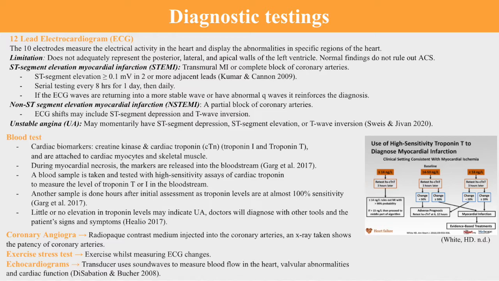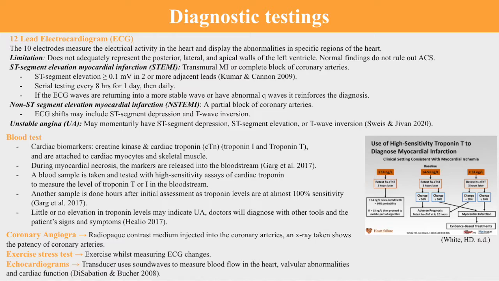The other main diagnostic test is blood tests. The cardiac biomarkers are cardiac troponin, troponin I, and troponin T. These are released into the bloodstream, and high-sensitive assays of cardiac troponin measure the level of troponin T or I. These markers are normally attached to cardiac myocyte and skeletal muscle, but due to myocardial necrosis, they will be detached in more amounts and at different times in the blood, which indicate myocardial infarction.